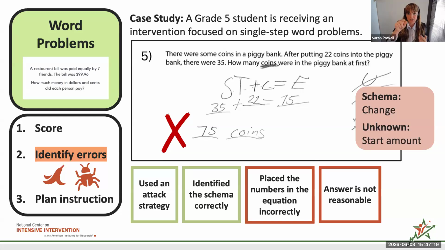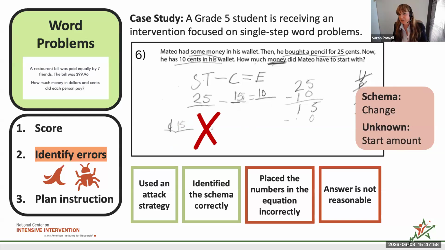So here they use the attack strategy. I see the UPS check. They identified the correct schema. Love it. But they placed those numbers in the equation incorrectly. They did some okay math here. We got a check on 35 plus 22, but actually the math is not that great as they've got it backwards. It's 57. But the answer is not reasonable. It wouldn't make sense that they have 75 coins. They put 22 coins in the piggy bank, and now there's 35. So we can see that this student is just doing a lot of this answering, but actually not doing the reflection piece of does that make sense?